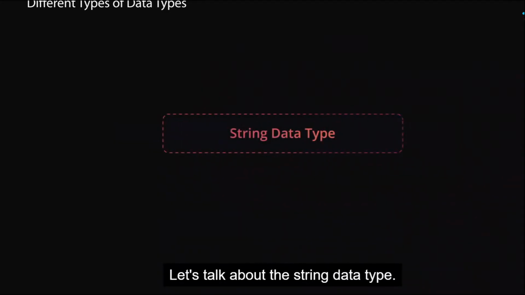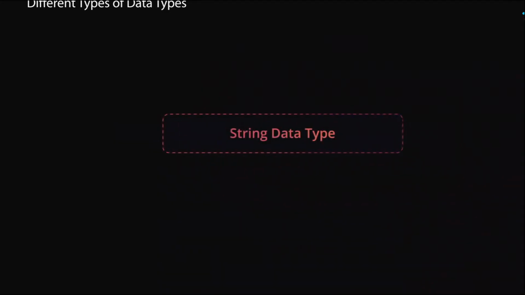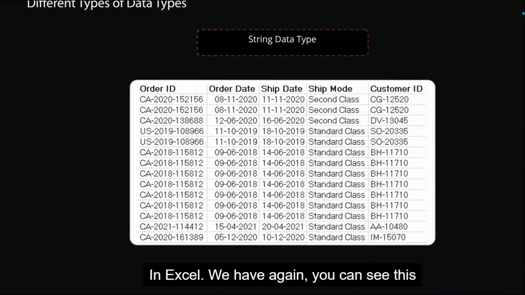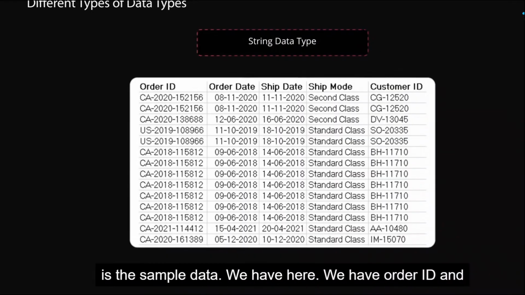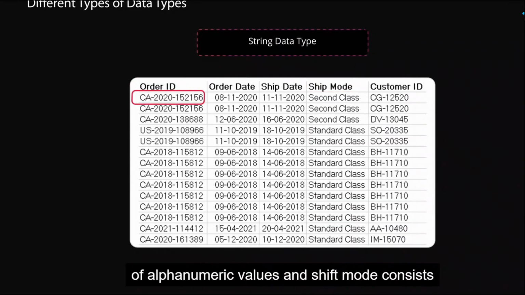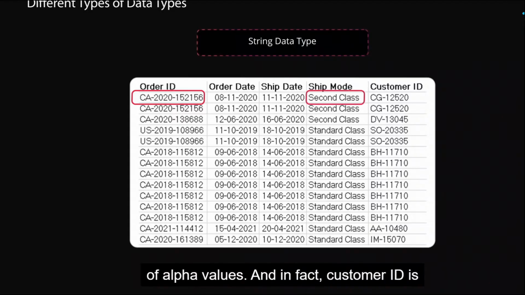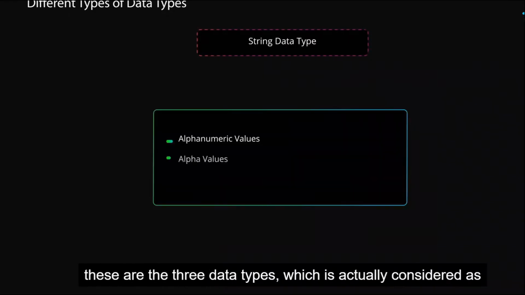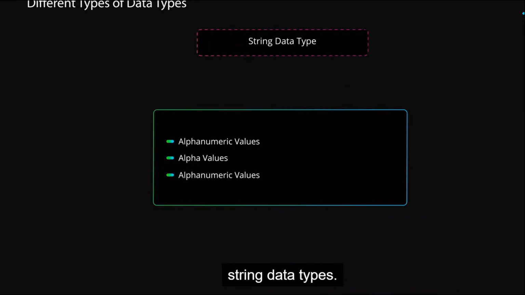Let's talk about the string data type. In Excel, again you can see, this is the sample data we have. Here we have order ID and ship mode. You can see that order ID consists of alphanumeric values and ship mode consists of alpha values. And in fact, customer ID also consists of alphanumeric values. So these are the three fields which are considered as string data types.